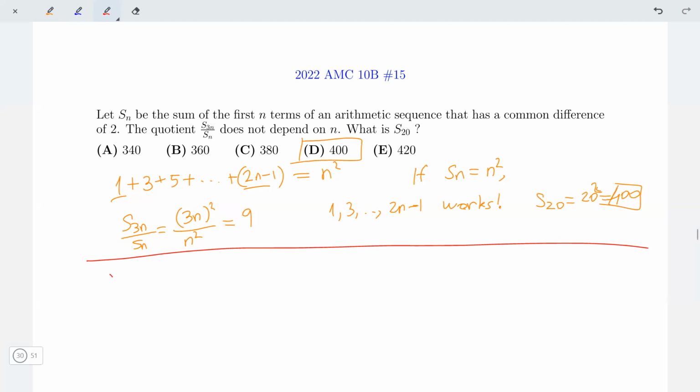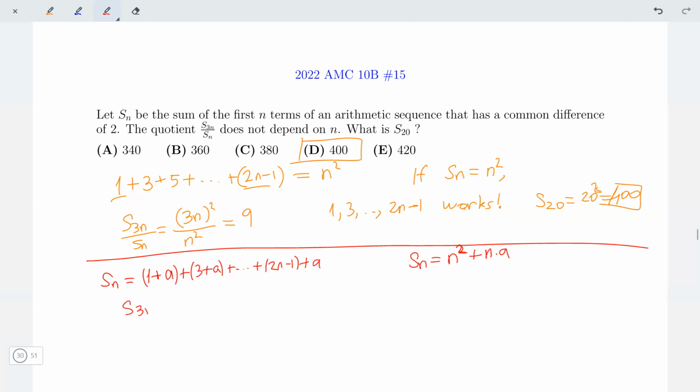So in general, everything might be shifted by a constant a, right? So it might be 1 plus a, 3 plus a, ..., 2n minus 1 plus a. So then Sn will be not n squared, but all the n terms are increased by a, so it will be plus na.